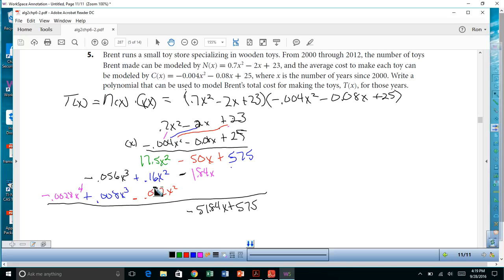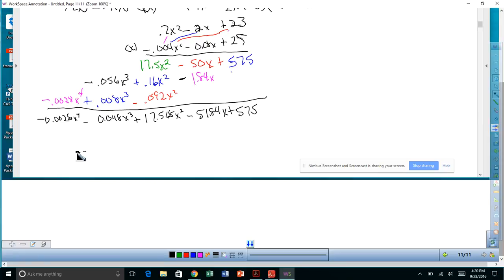And next we do these three here. You got 17.5 plus 0.16 minus 0.092. And let's see. That's going to be 17.568 x squared. And that's a positive. Negative 0.056 x cubed plus 0.008 x to the third is going to be negative 0.048 x to the third. And then just bring this down. You got negative 0.0028 x to the fourth.